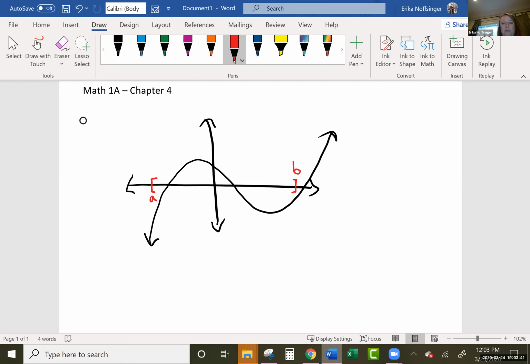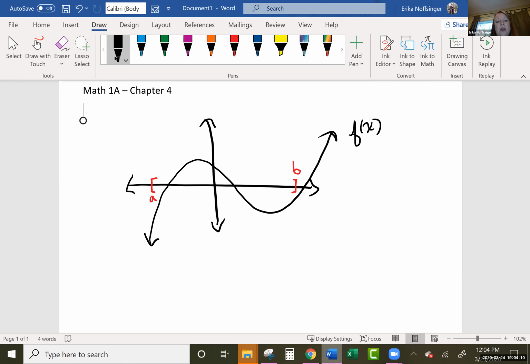Within that interval A, B, our function f of x, there's going to exist what they call relative extrema or absolute extrema. Actually, it really depends on what book you're using, different terminology. So yours uses extreme values or global maximum and minimum.